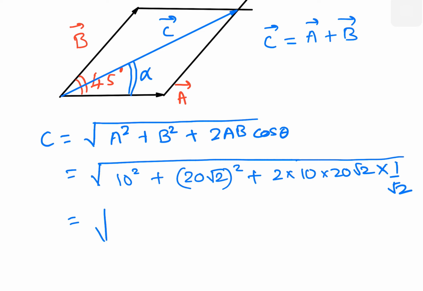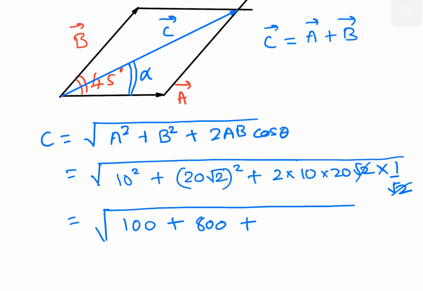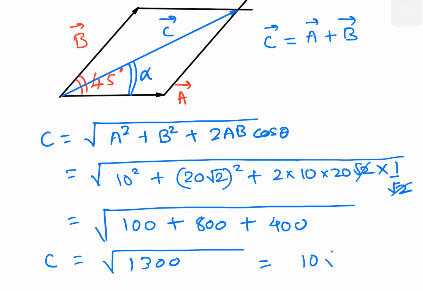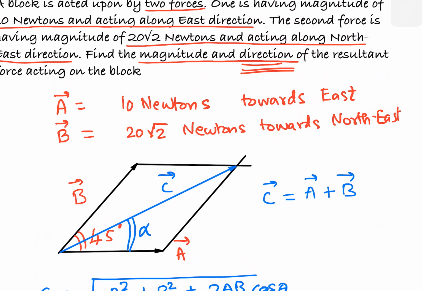We have to find this value. So we get under root of 100 plus 800 plus, this root 2 will get cancelled out, so what we are left with is 400. So this will be equal to square root of 1300. This is value C. Or we could say that this is equal to 10 root 13. This is the magnitude of C vector. So our first task is over. We have found the magnitude of vector C.